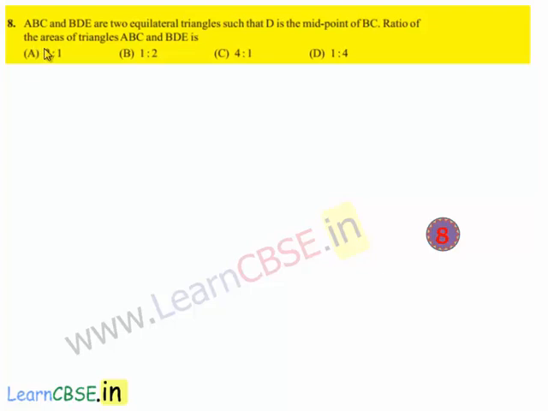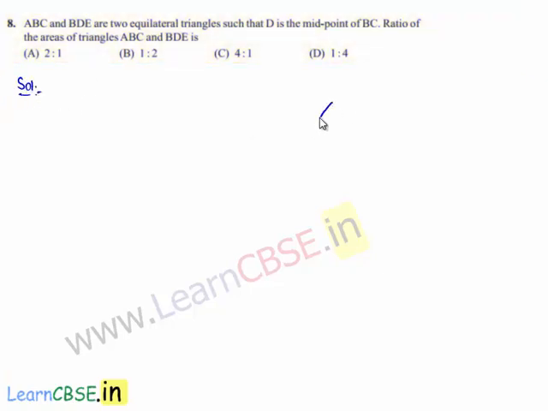Moving on to the 8th question. ABC and BDE are two equilateral triangles such that D is the midpoint of BC. The ratio of the areas of triangle ABC and BDE is. Now moving on to the solution.